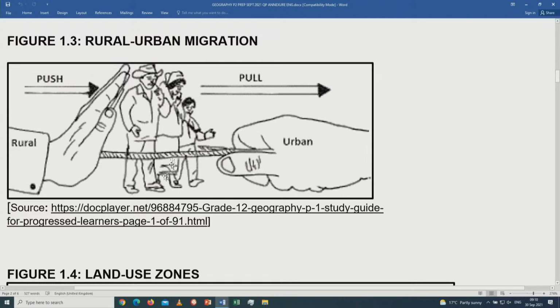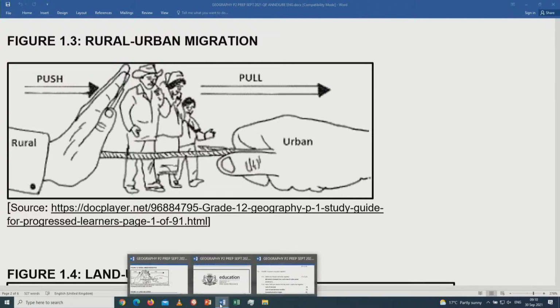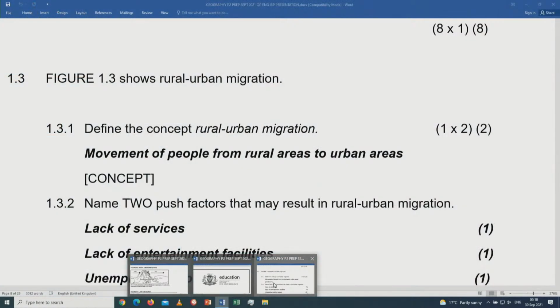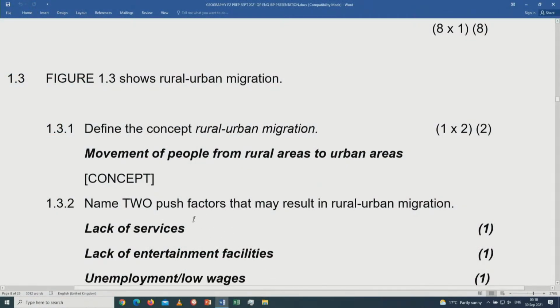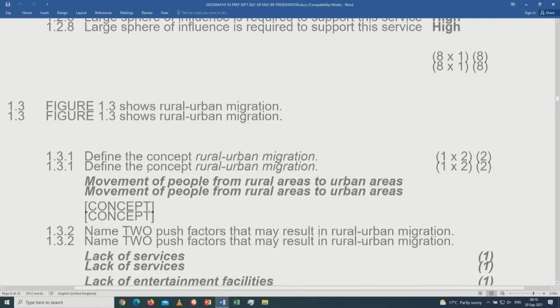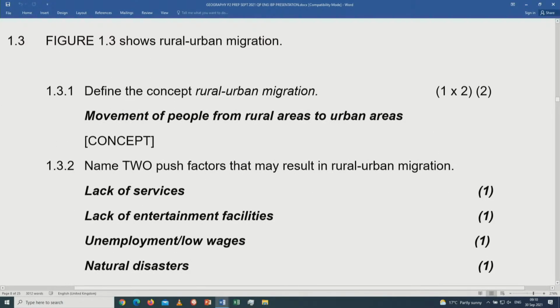Okay. So going back to our discussion, 1.3.1 was saying, define the concept of rural-urban migration. As this is a concept, we'll have various answers on this. But the correct answer is movement of people from rural areas to urban areas. So it is a concept. Bear in mind that we'll have various answers on this one.